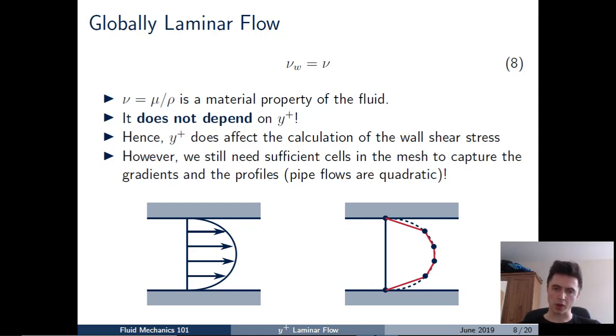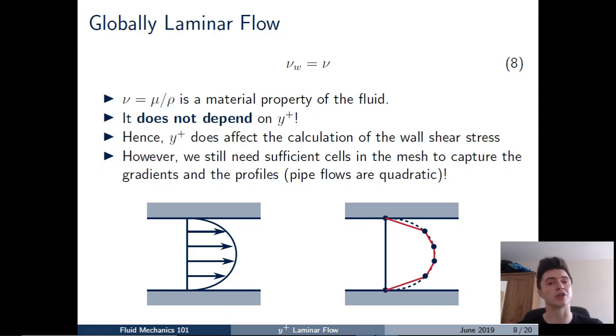Now, what this might imply is that we don't have to be as strict with our wall resolution when we're meshing our geometry as we might need to be for a turbulent simulation, where we might be restricted in our value of y plus to, say, less than 5 if we wanted to use viscous sublayer resolution. That restriction doesn't apply to a globally laminar flow situation.